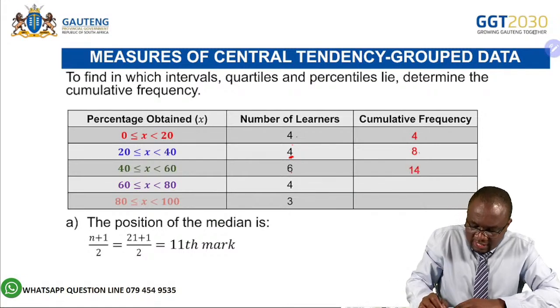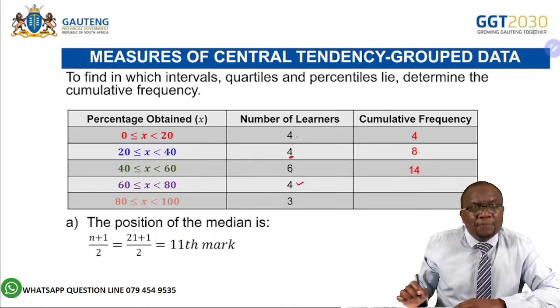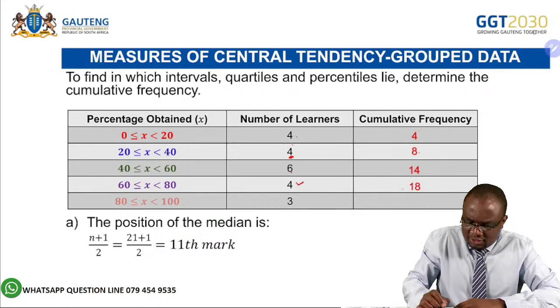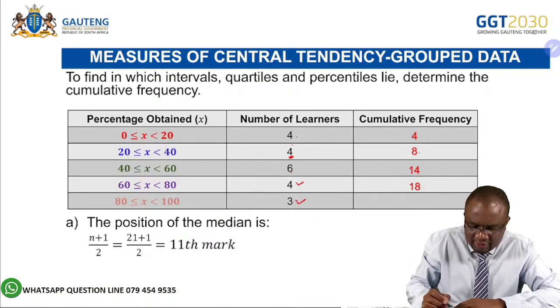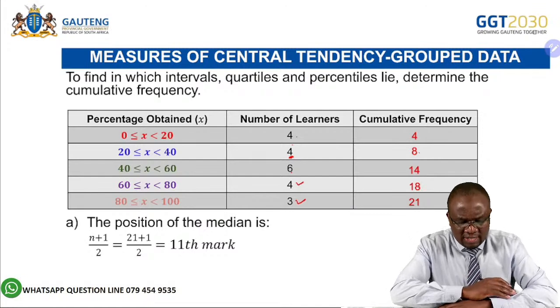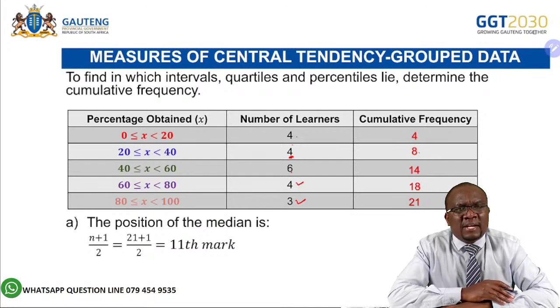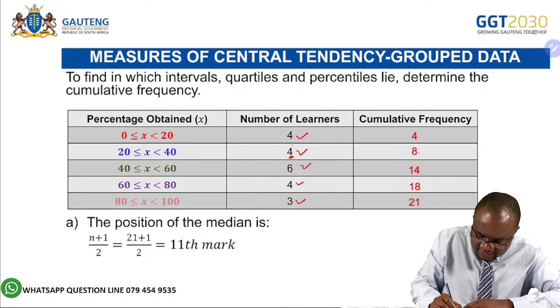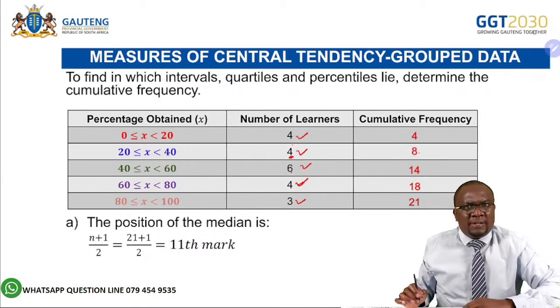You see that? And then to the 14, we'll add this 4. And then it becomes what? It becomes 18. And then to this 18, we add the 3. And it becomes what? 21. How many learners are in this class? There are 21 learners. You can even find that when you add the frequencies. 4 plus 4 is 8, plus 6, 14, plus 4, 18, plus 3, 21.